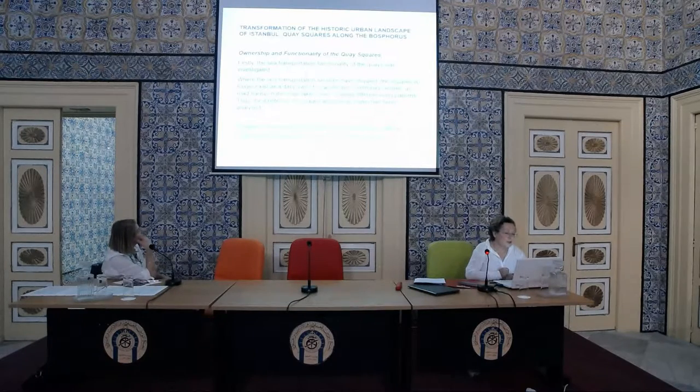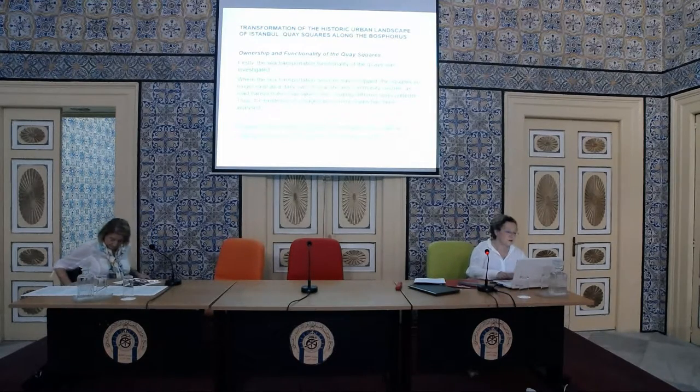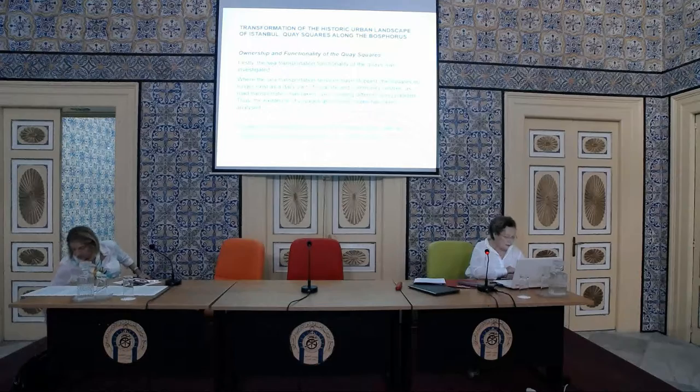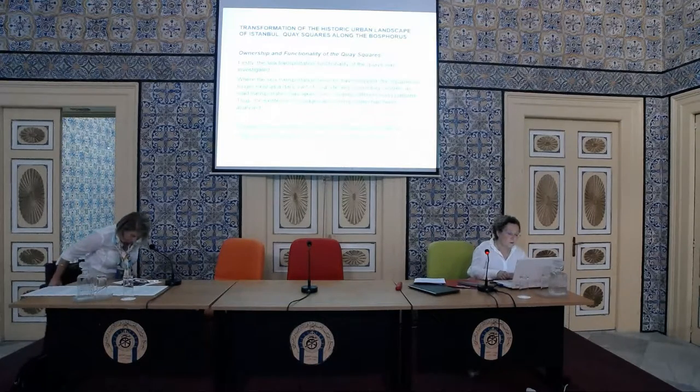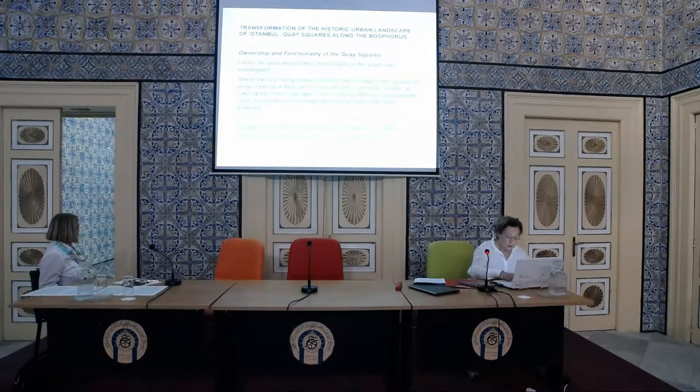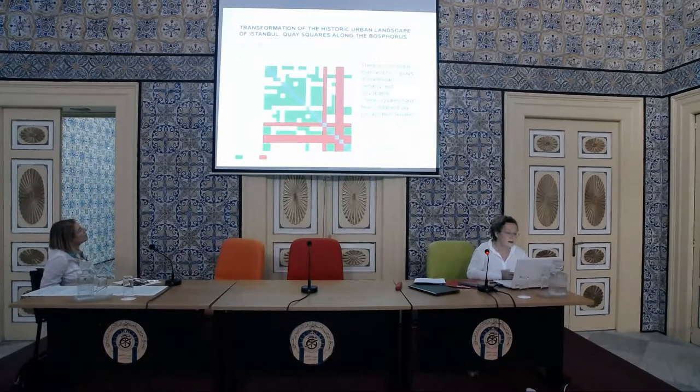Firstly, the sea transportation functionality of the quays was investigated. Where the sea transportation services have stopped, the squares no longer exist as a daily part of local life and community centers, as road transportation has taken over, creating different living patterns. Thus, the existence of voyages as running routes has been analyzed.